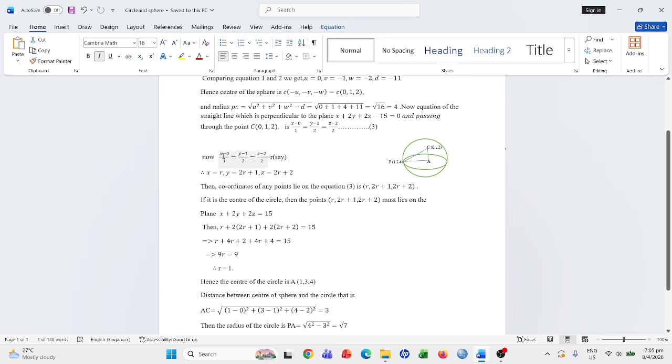Then x equal to r, y equal to twice r. If you cross multiply, then y equal to twice r plus 1, then z equal to twice r plus 2. Then the coordinates of any point lying on equation 3.